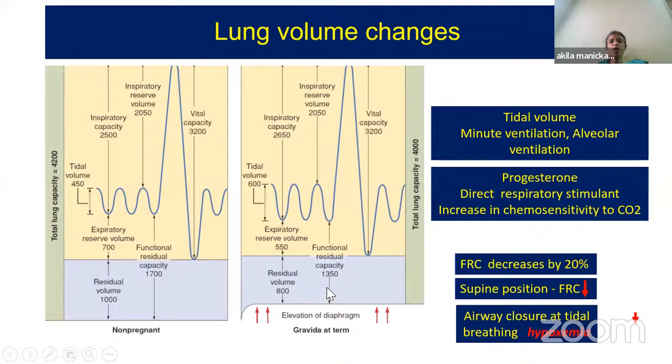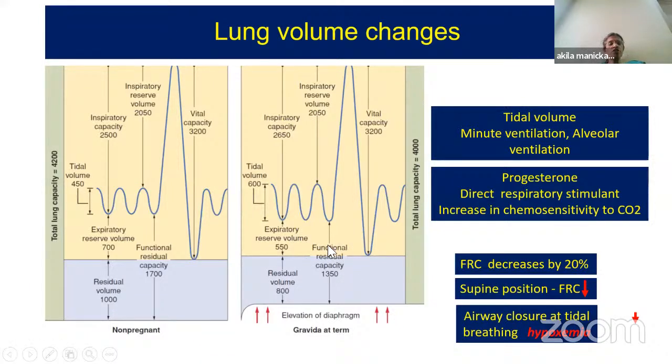This elevation of the diaphragm causes a decrease in functional residual capacity of about 20%. This happens even in a sitting posture. Suppose the patient lies down in the supine posture, there is further reduction in FRC. So the functional residual capacity is the one which is going to be enormously decreased when the patient lies supine, especially more so during neuraxial anesthesia and during transport of your patients. So though there is an increase in tidal volume by 45%, their functional residual capacity decreases by 25 to 30%.